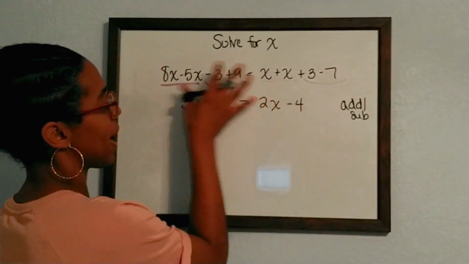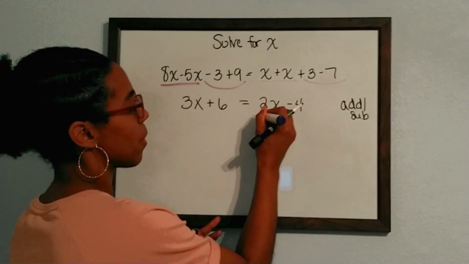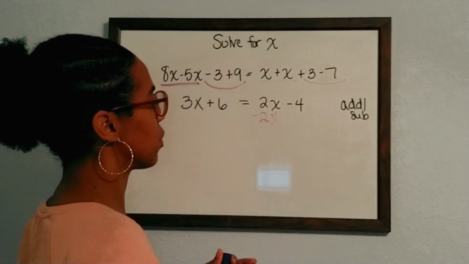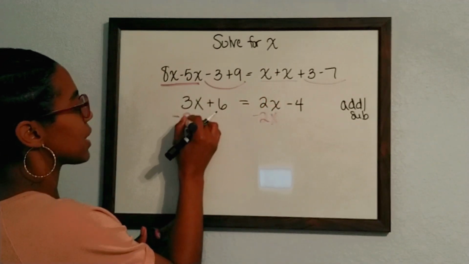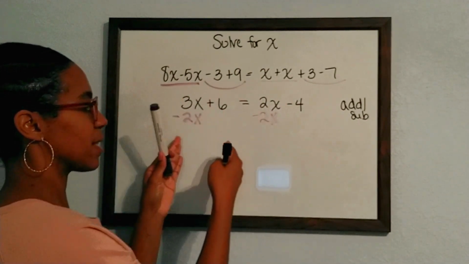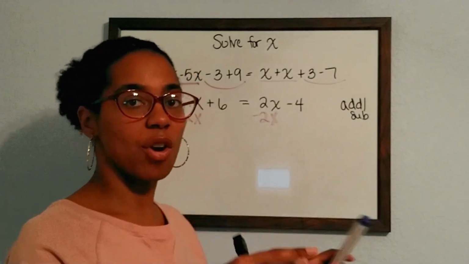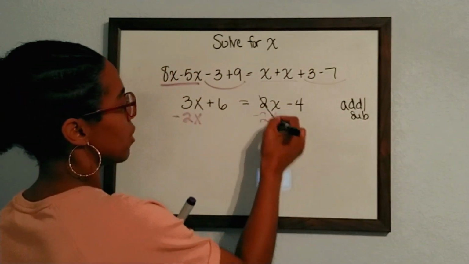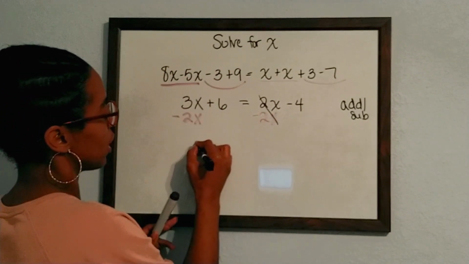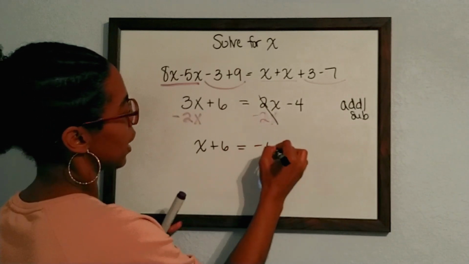So I want to move all my x's over here. So I'm going to create a 0 pair. Since this is a positive 2, I'm going to add a negative 2 on that side. What you do to one side, you do to the other. And I can only subtract 2x from 2x. It's like I'm combining like terms. I'm putting all my terms that match on the same side. So here, that's going to be 0. 3 minus 2 is going to leave me with 1x plus 6 is equal to negative 4.